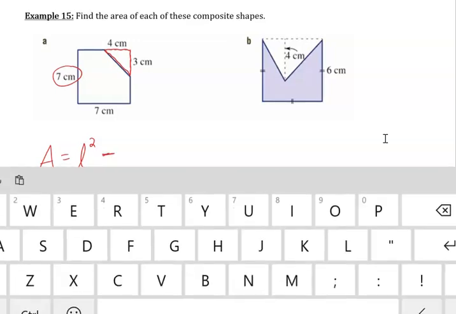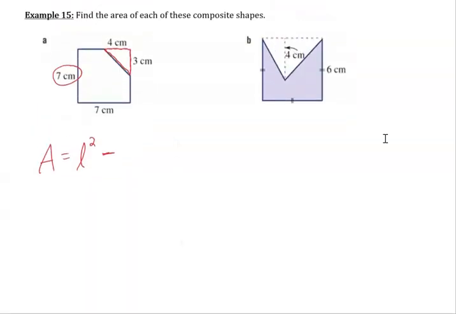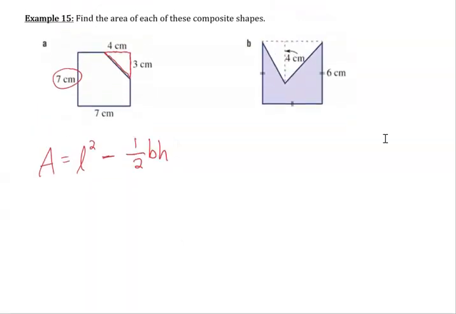So take away, what's the area of a triangle again? You can find the area of any triangle by multiplying the base and the height and dividing that in 2. So taking 1/2 of the area of the base times the height. And we've got to be at right angles to find our base and height. So 7 squared minus 1/2 of 4 times 3.